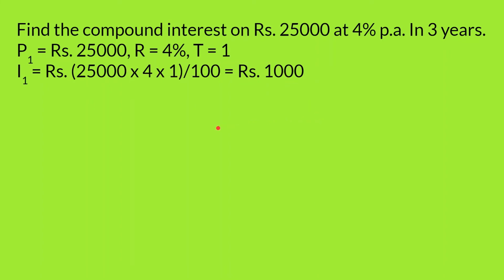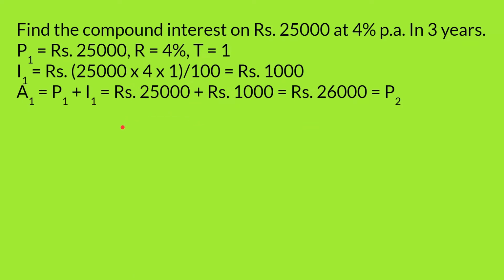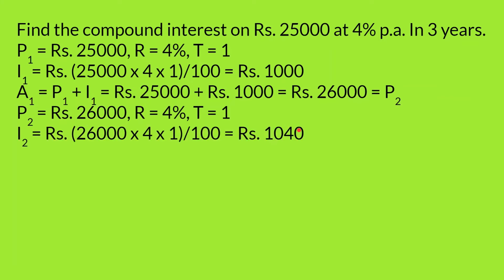A1 is equal to P1 plus I1, first principal plus first interest is equal to amount at the end of first year. 25,000 plus 1000 is 26,000 rupees. So that becomes our principal for the second year. P2 is equal to 26,000, rate is equal to 4%, time is equal to 1 year. So again, I2 is equal to rupees 26,000 into 4 into 1 upon 100. So these two zeros cancel these two. 260 into 4 is 1040. So 1040 is the interest for the second year.